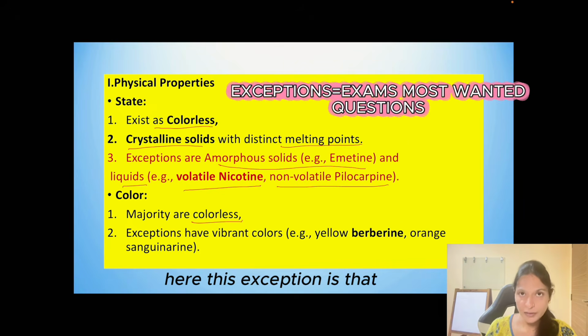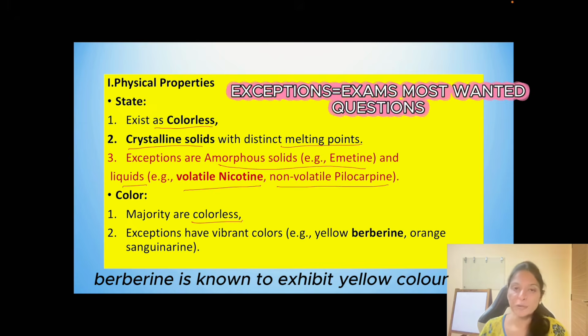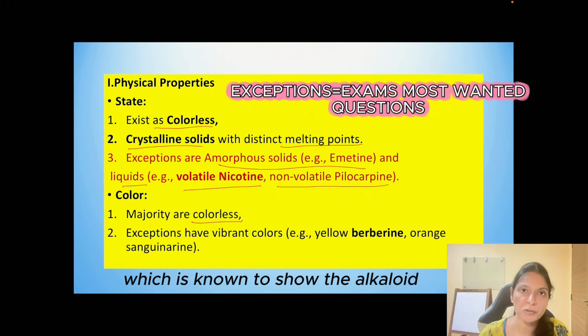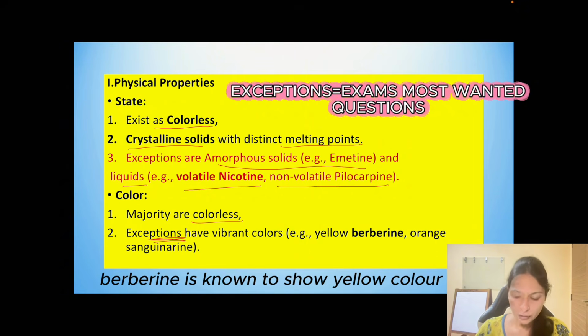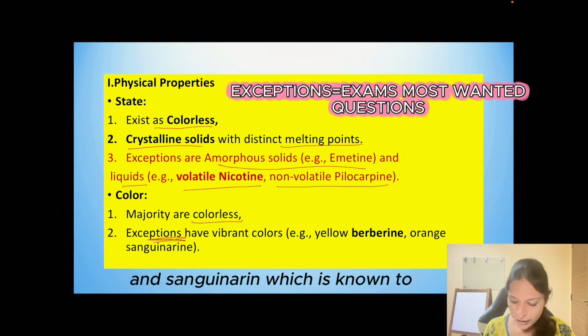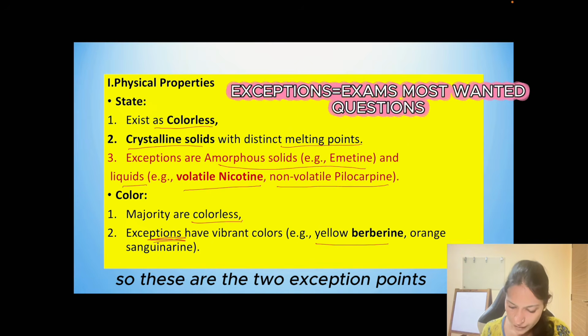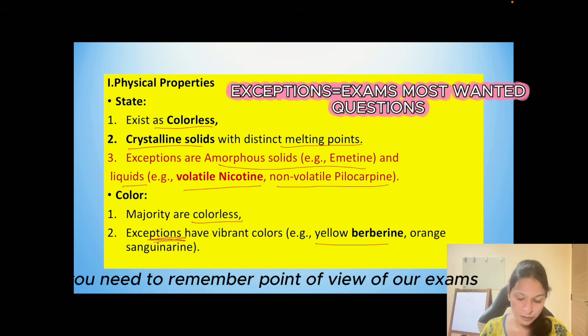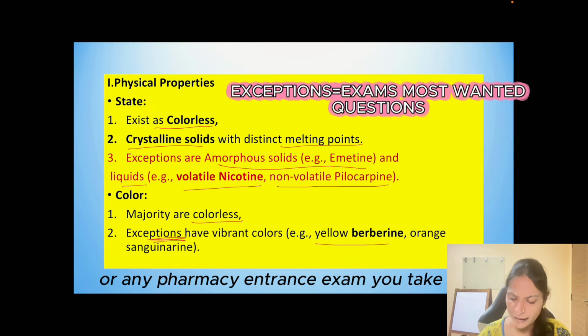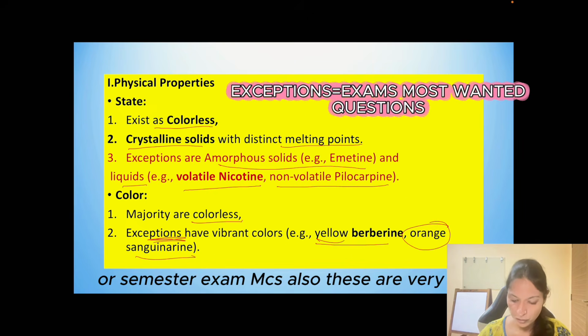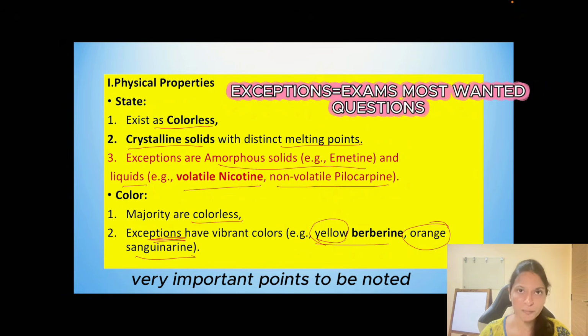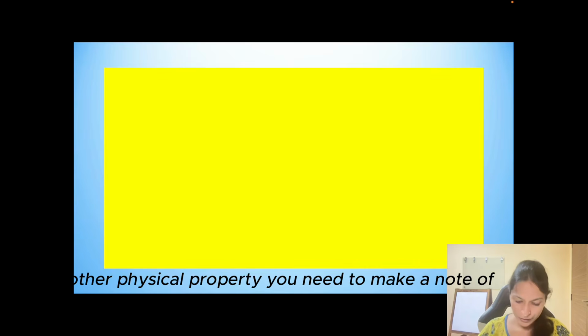Here, the exception is that the alkaloid berberine is known to exhibit yellow color, and sanguinarine is known to exhibit orange color. So these are the two exception points you need to remember from the point of view of exams. Any competitive exam, any pharmacy entrance exam, or semester exam MCQs, these are very, very important points to be noted.